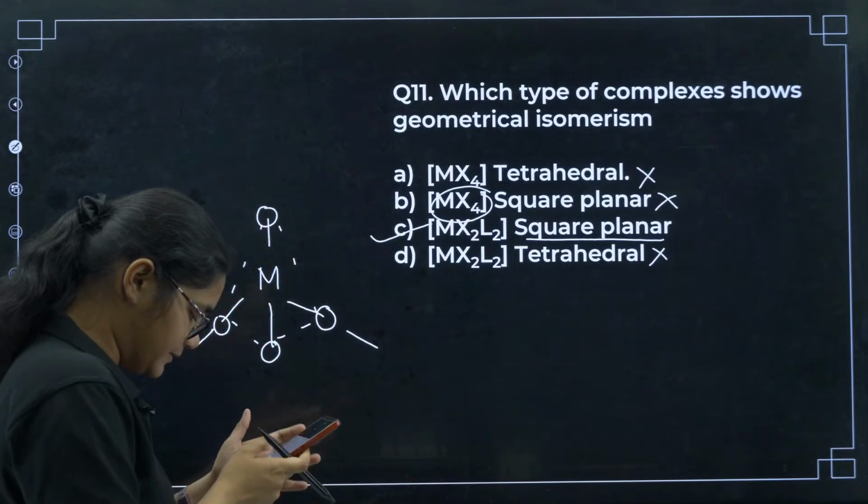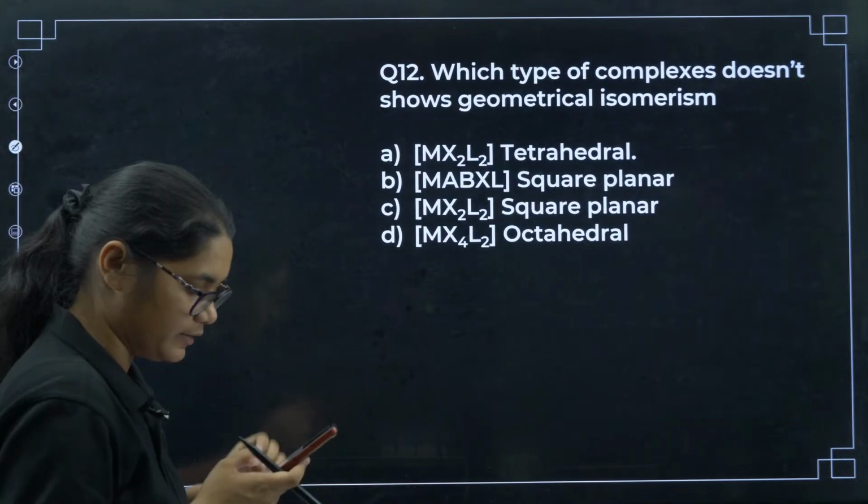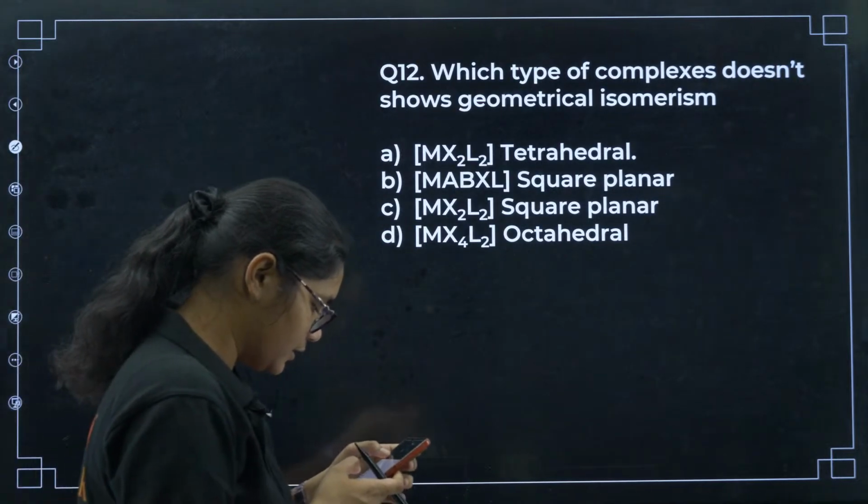Yes, very good, Mr. Artist and Pradeep. Geometrical isomers are not there for tetrahedral. Next, question number 12.